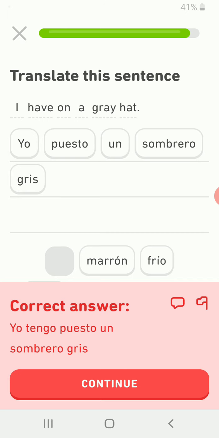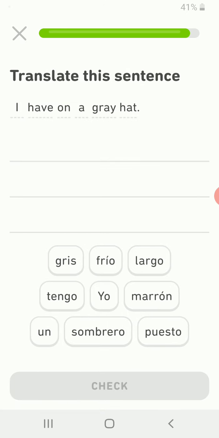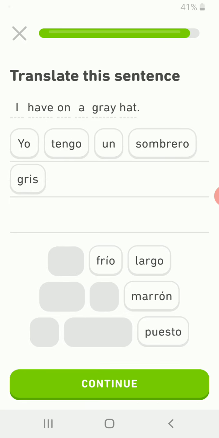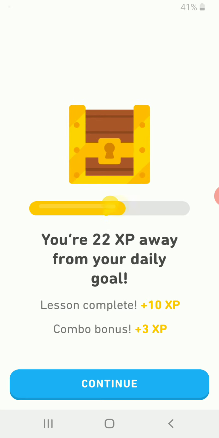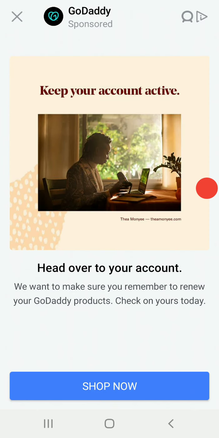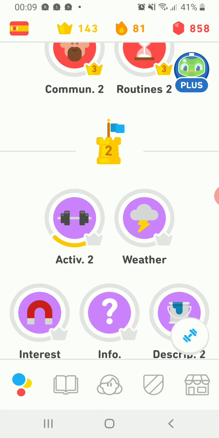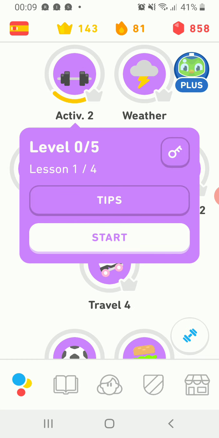Yo tengo... oh, I'm not wearing, so I have... Oh my gosh. So yo tengo un sombrero gris. Alright, that's good, and we still have a lot of minutes. I think I could have been quicker, but that was the first exercise. We can still do three more, I guess.